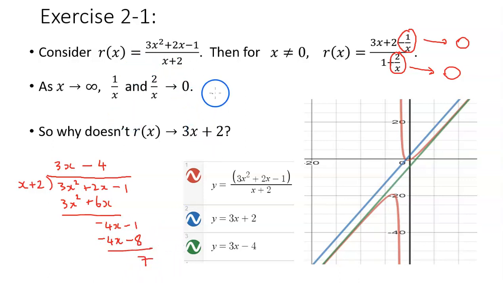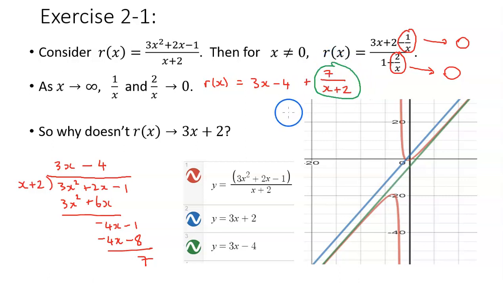So that tells us that r of x is equal to 3x minus 4 plus 7 divided by x plus 2. And so clearly this thing tends towards 0 as x tends to infinity, and so the function r of x tends towards 3x minus 4. And we're going to look at this in a couple of other ways as well.